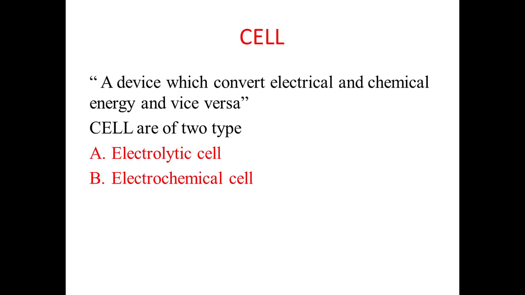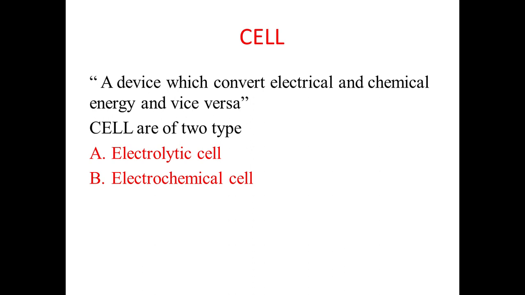Okay. So what do you think? These conversions are carried out by a special device called a cell. A cell is a device which converts electrical and chemical energy and vice versa. That means a cell can convert electrical energy into chemical energy or chemical energy into electrical energy again.